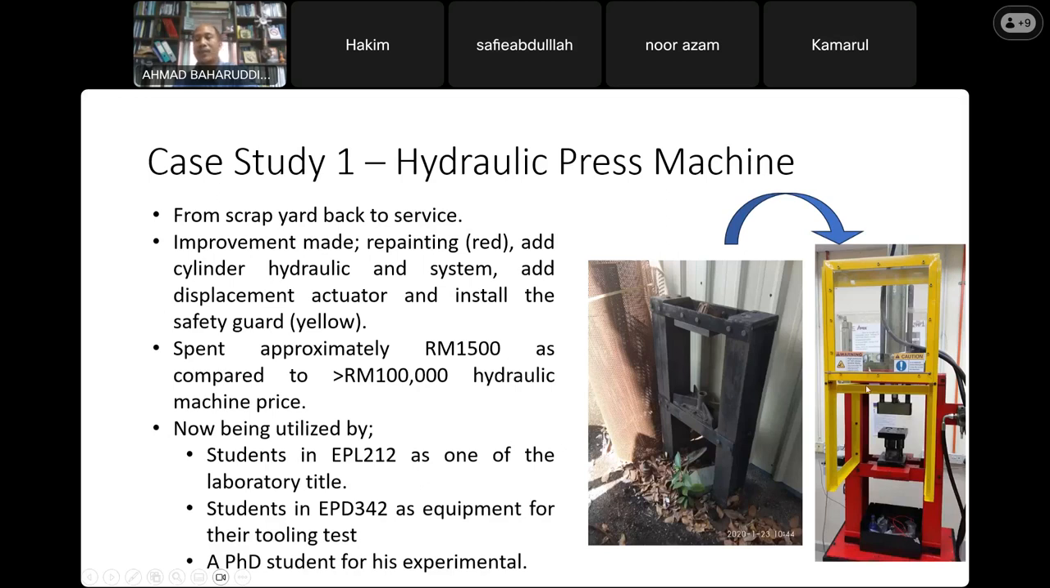Okay, I will show you one case study, which is on the hydraulic press machine. We don't actually have it at the school. What we have is a manual one, where we need to pump the hydraulic press so that it can press for the forming process. Actually, I found this at the scrapyard, abandoned for quite some time.